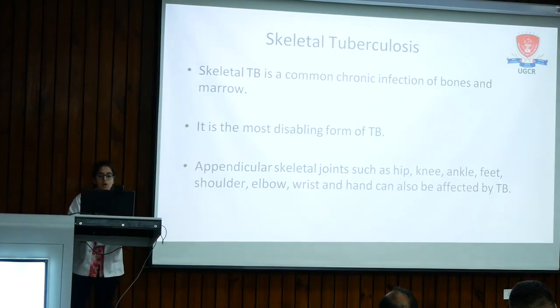Skeletal tuberculosis is a common chronic infection of bones and marrow. It's the most disabling form of TB. Appendicular skeletal joints such as hip, knee, ankle, feet, shoulder, elbow, wrist, and hand can also be affected by TB.